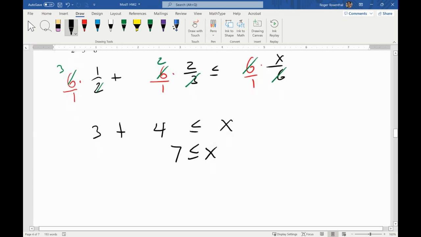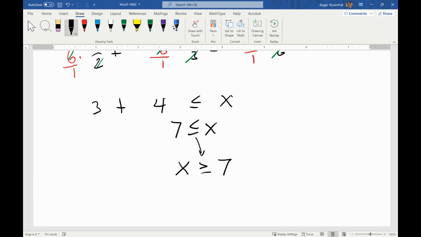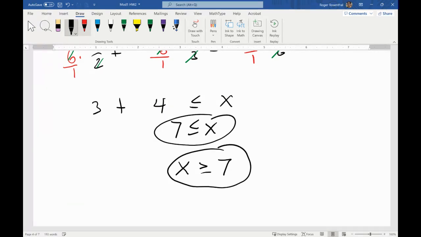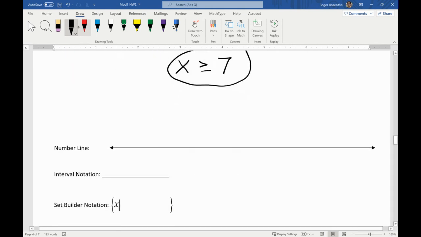Remember, if the x lands on the right side in the final part of the answer, you should switch this all around. So this is the same as saying x on the left, 7 on the right. You switch that around and you get that. This is the same as saying x is greater than or equal to 7. So that's our answer. On a number line, you'd find 7.